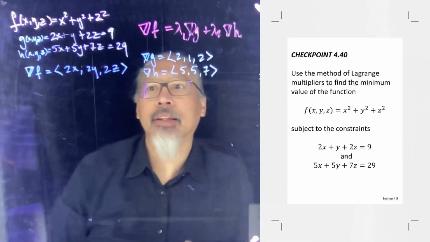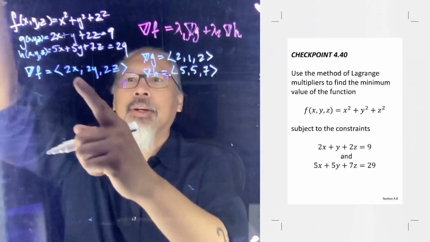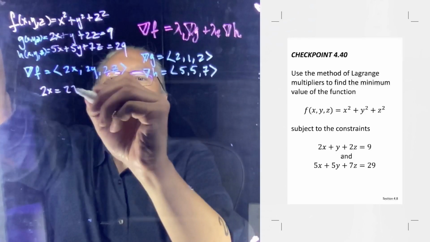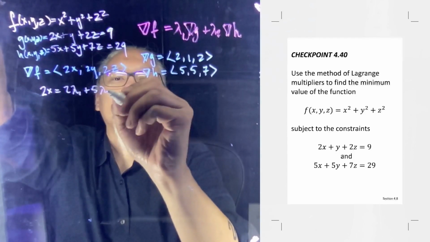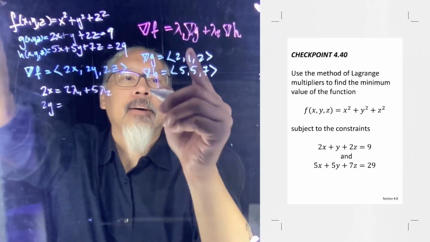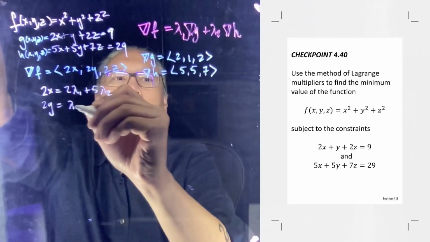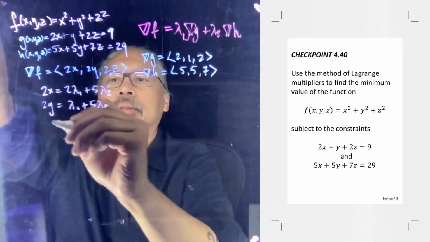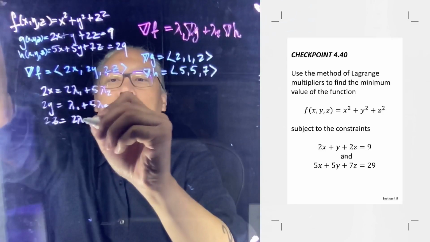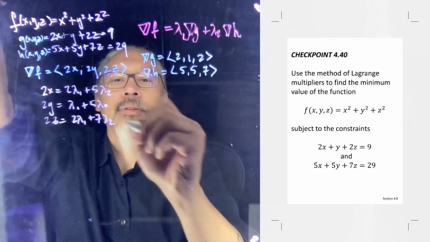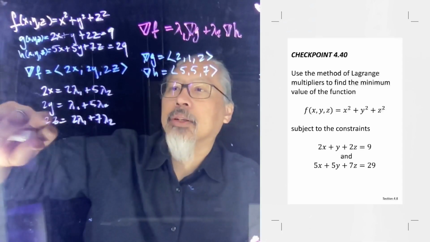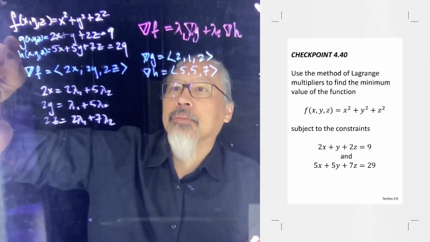Now let's put that together into three equations. We have 2x is equal to 2 lambda 1 plus 5 lambda 2. And then we have 2y is equal to the middle one, so that's lambda 1 plus 5 lambda 2, and then 2z is equal to the last one, 2 lambda 1 plus 7 lambda 2. So we have three equations, 5 unknowns at this point, and we have these other two.